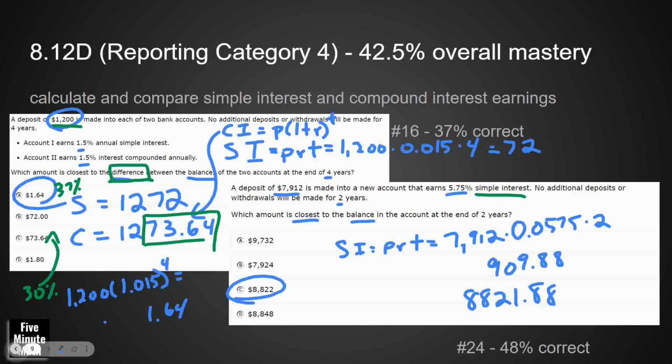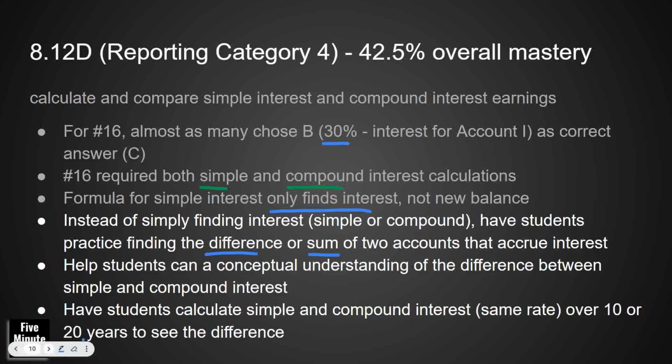So we could easily mimic something that's a setup like number 16, to where you've got the same initial deposit at the same time, you're calculating interest both different ways. What's the sum of both accounts, or what's the difference between both accounts? And we need to help students form a conceptual understanding of the difference between simple and compound, really leaning into the exponentials and looking at the graphs and see how it doesn't make that big of a difference initially, but as you get closer and closer to that asymptote, obviously makes a huge difference.